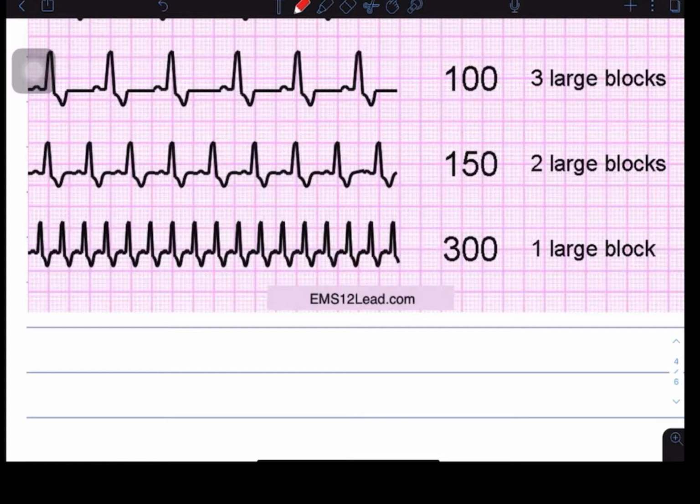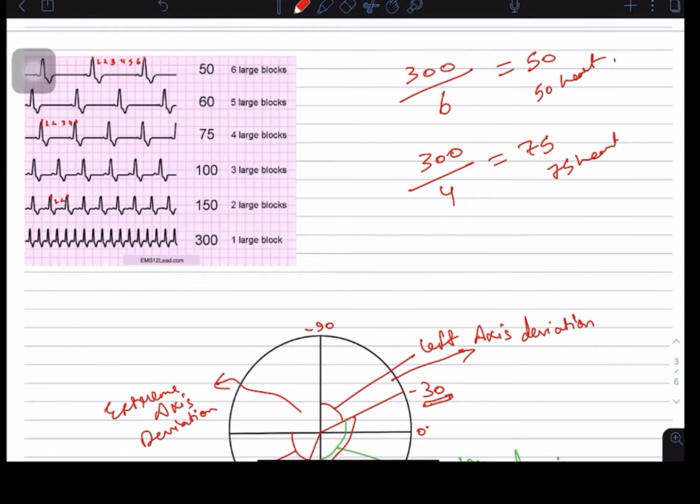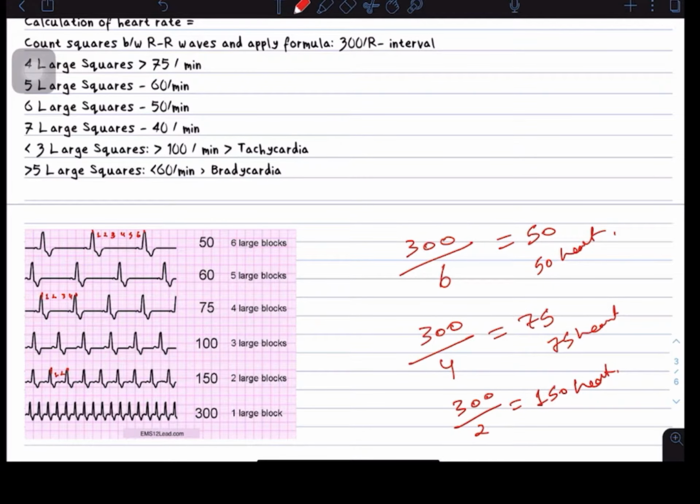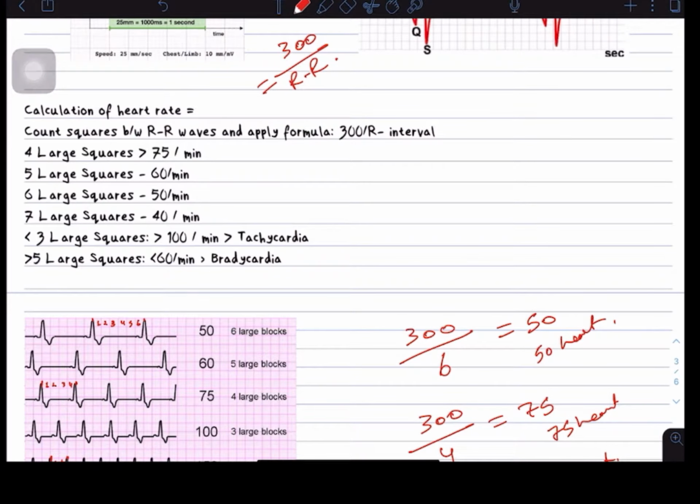Let's see again. Let's see this one, 1 and 2 box. So 300 divided by 2 is equal to 150. So 150 is the heart rate of this. That's how you can calculate the heart rate, by measuring the big boxes present between the RR interval and dividing 300 by the number of squares present between the RR interval, you can get the heart rate.